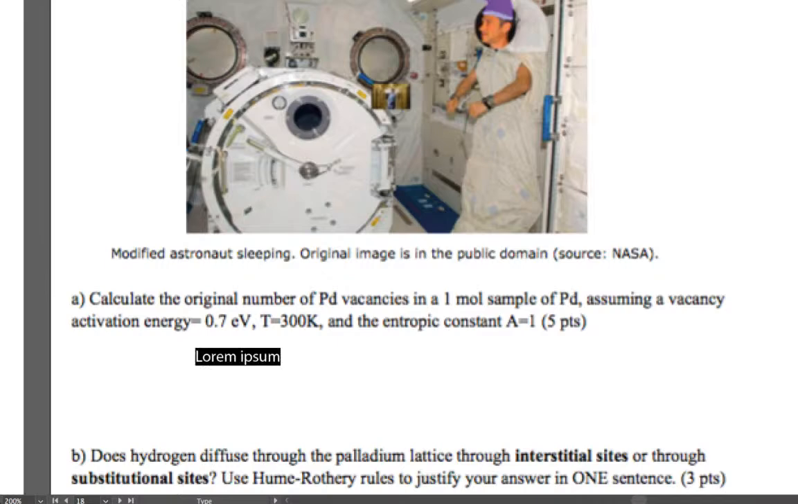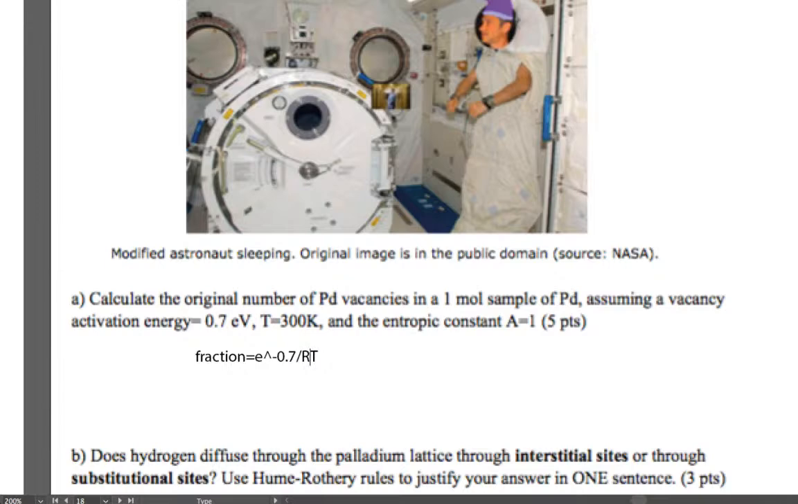So the vacancy would be, okay, basically this is the entropy term. So you know what the fraction is. The fraction of this would equal A times e to the power of negative 0.7 divided by kBT. But then we are using moles, so we are using R. That's how we do it.